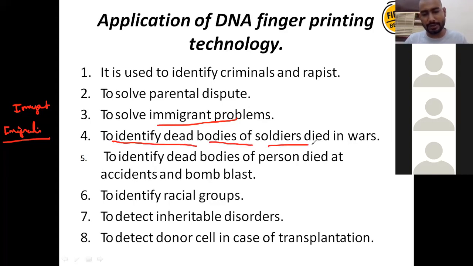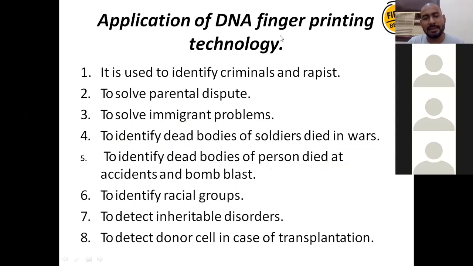To identify dead bodies, such as soldiers who died in wars. With the help of DNA fingerprinting, we can identify the dead bodies, because we need only the DNA molecules. Also to identify the dead bodies of persons who died in an accident or bomb blast. And to identify racial groups, the different human races, with the help of DNA fingerprinting technology.